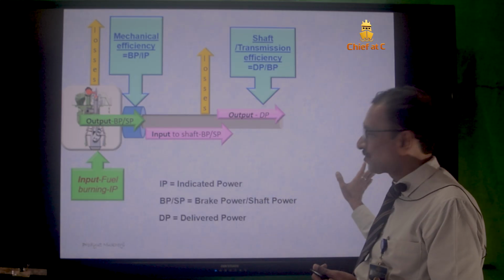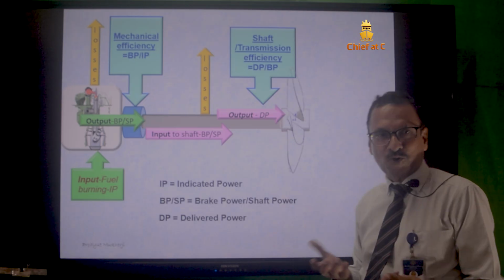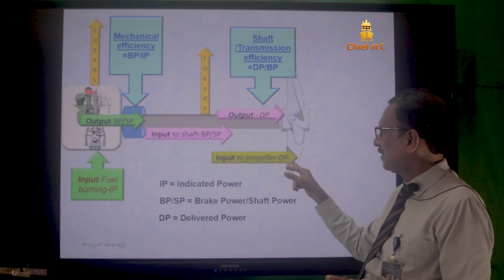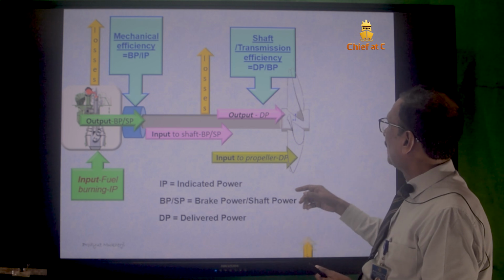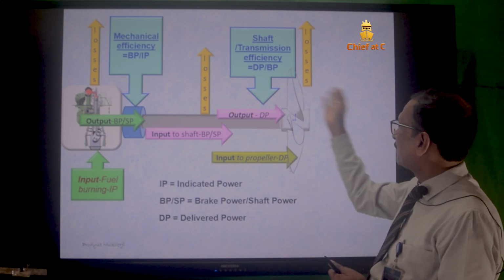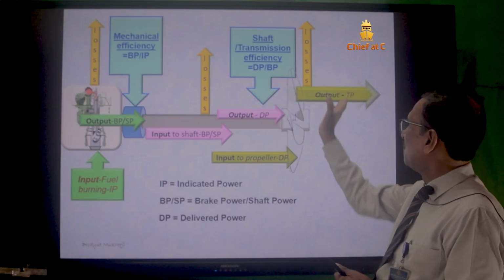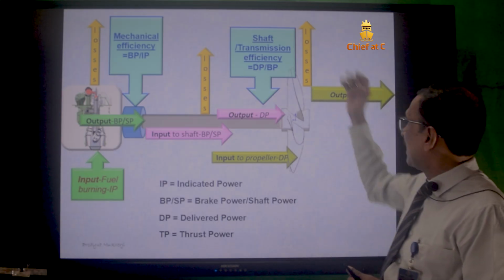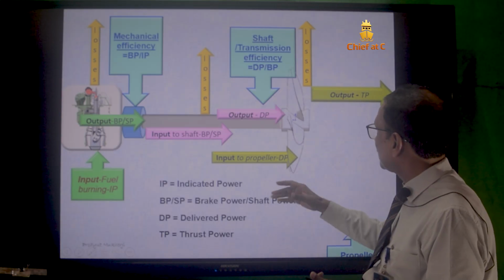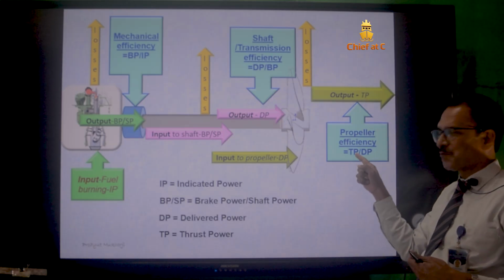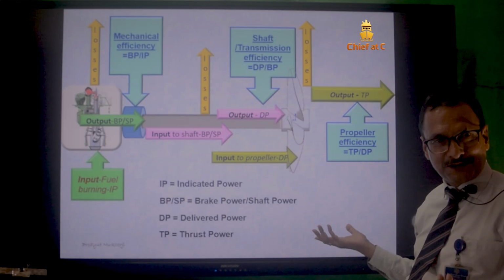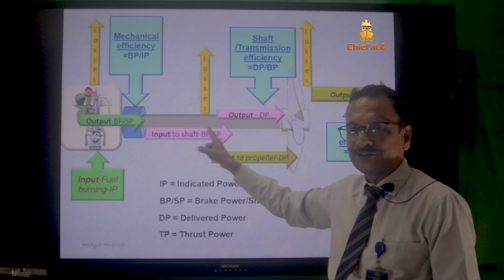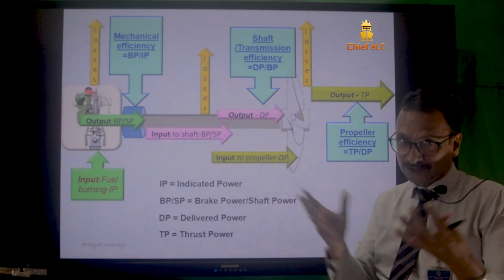What's the last machine? Not the last machine. The next machine is the propeller. What's the input to the propeller? That is the output from the shaft, which is the delivered power. The propeller will have its losses, and after the losses, the propeller will give an output, which is the TP or the thrust power. So the efficiency of a propeller can be expressed as output by input. Output is thrust power, input is delivered power. So here we have come across 3 machines: engine, shaft, and then the propeller. No, this is not the end.